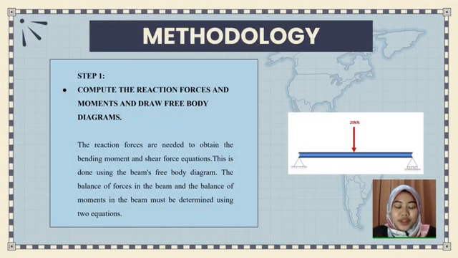For the first step, we need to compute the reaction forces and moments and draw free body diagrams. This is the most important part. The reaction forces are needed to obtain the bending moment and shear force equations. This is done using the beam's free body diagram. The balance of forces and the balance of moment in the beam must be determined by using two equations, which are summation of forces Fx and Fy, and summation of moment.